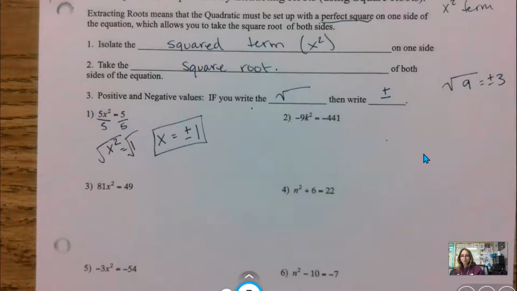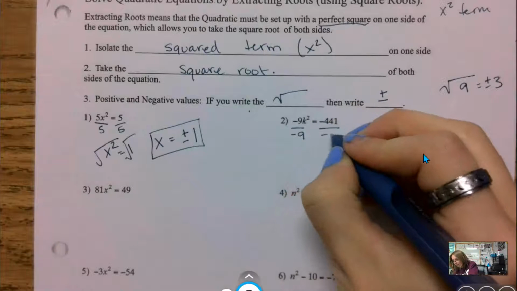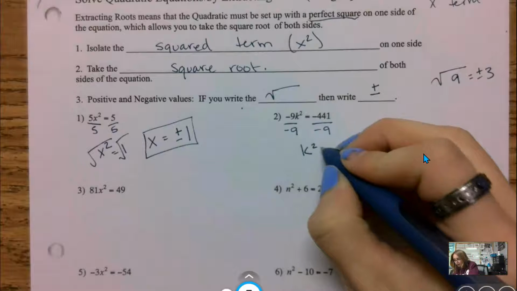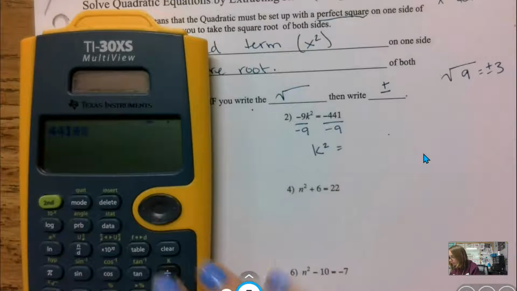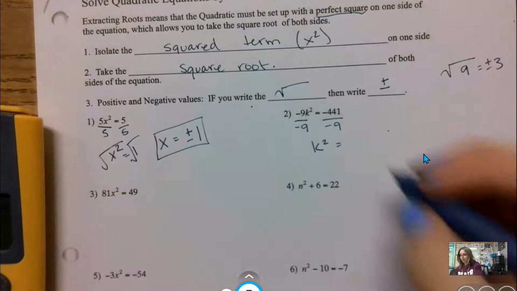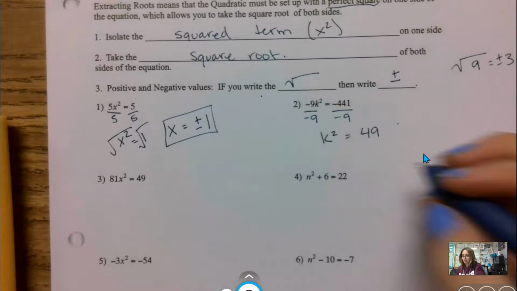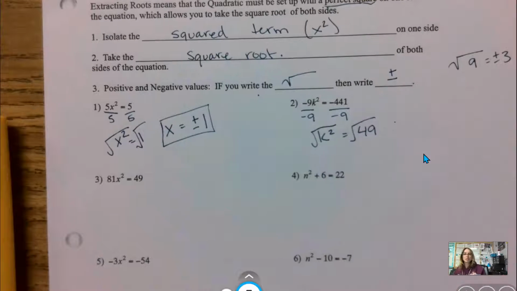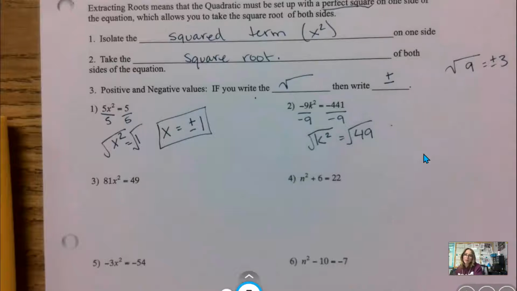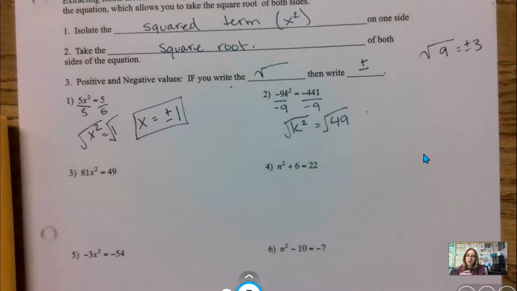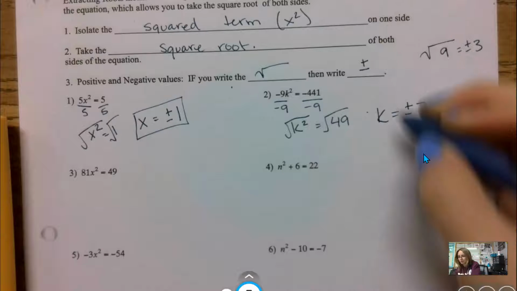Now let's look at number 2. We need to divide both sides by negative 9. And so we have k squared equals, and I can't do that in my head, we end up with 49. So now we want to get just k by itself, so we need to take the square root of both sides. And since we're taking the square root, we need to have a positive and negative answer. So the square root of 49 is 7. So k equals positive or negative 7.